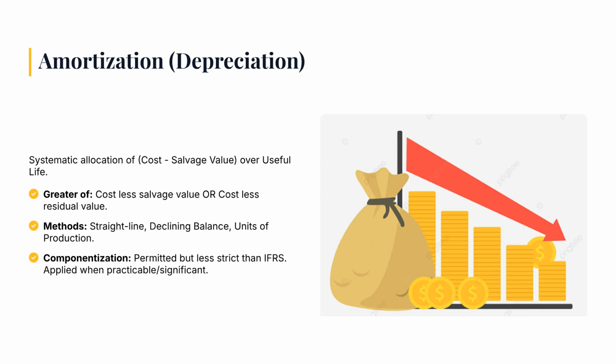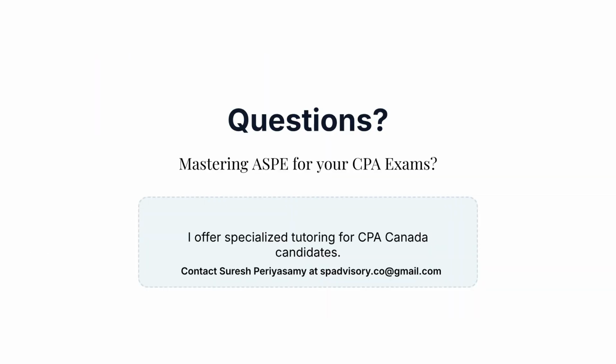Amortization or depreciation is the allocation of cost. You must choose a rational method, like straight line or declining balance. Regarding componentization, while IFRS mandates breaking an asset into small parts, ASPE is more relaxed. You only componentize if it's practicable, and the parts have significantly different lives. It's more judgment-based. ASPE 3061 is designed to be simpler than IFRS, but the impairment rules are actually quite specific and unique.